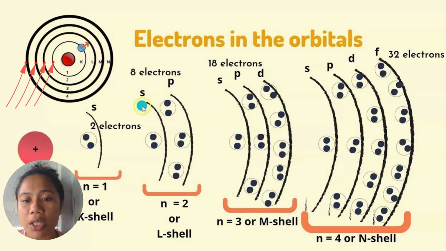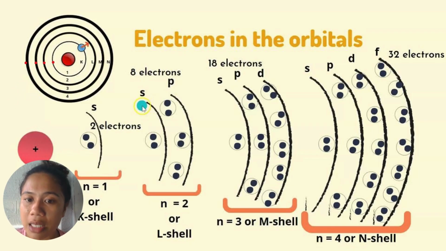So here on L shell, a while ago I said that L shell carries 8 electrons. Why is that? Because S carries 2 and then P carries 6. So 2 plus 6 equals 8. That is why, in general, L shell carries 8 electrons. So with the other orbitals.